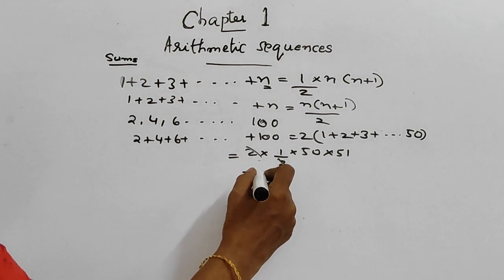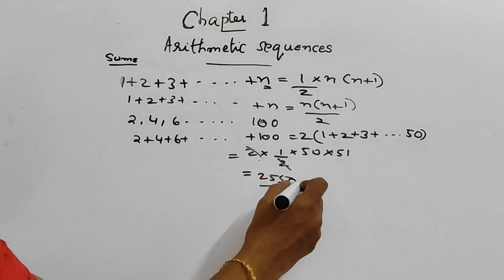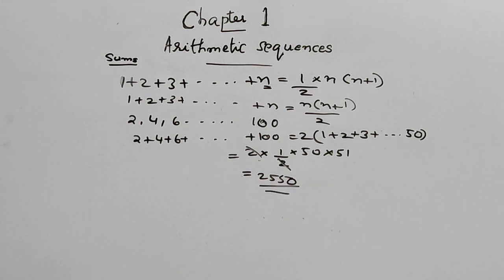2550. This is the sum of even numbers up to 100.